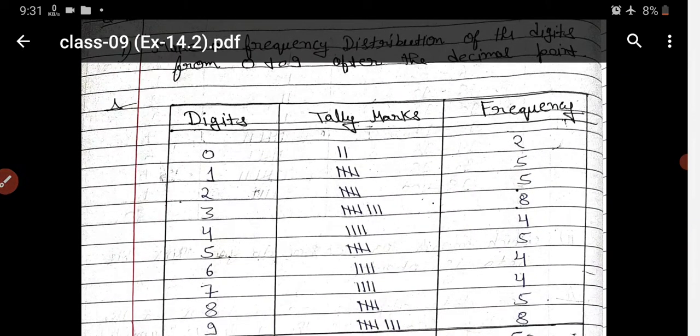I made it simply here, that's why it takes a very short time. But when you make the tally marks by yourself, you will take time for doing that question.